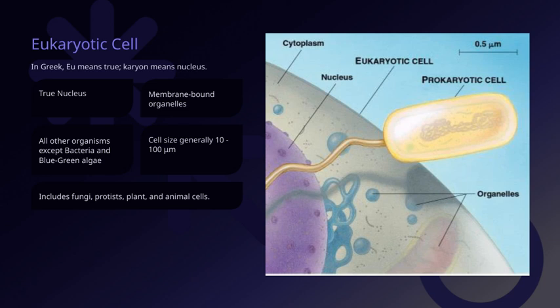It's also important to note that all these organisms, except bacteria and blue-green algae, are eukaryotic. They all have a true nucleus, which is a defining characteristic. The word eukaryotic actually comes from Greek, where EU means true and karyon means nucleus. So essentially, we're talking about cells with a true, well-defined nucleus. Understanding these features helps us see how complex and organized eukaryotic cells are, especially compared to simpler cells like bacteria. They are a fundamental part of the diversity of life we're exploring in this presentation.